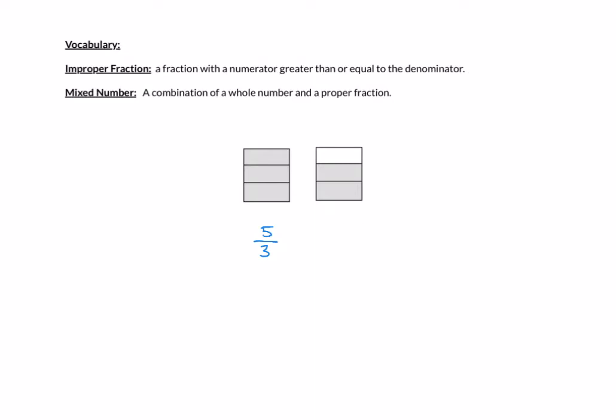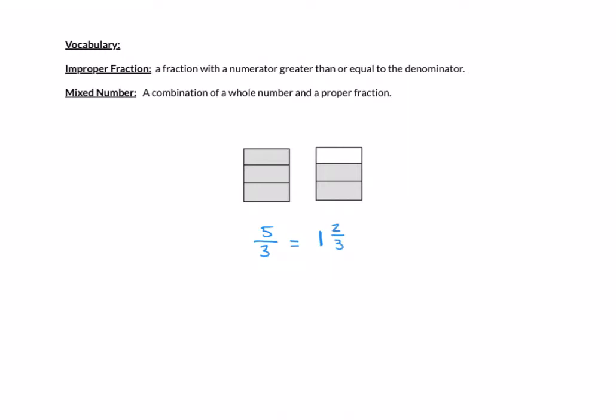So now let's go ahead and write it as a mixed number. As a mixed number, we have one whole rectangle shaded. That is going to be our whole number. Plus, we have 2/3 shaded.